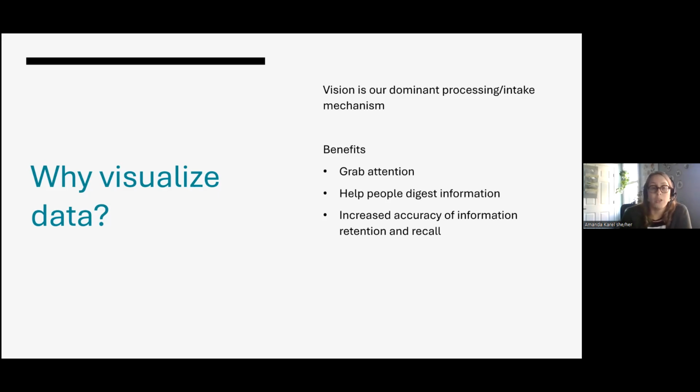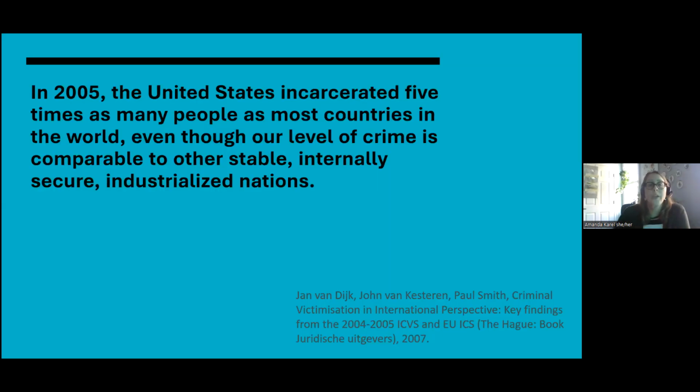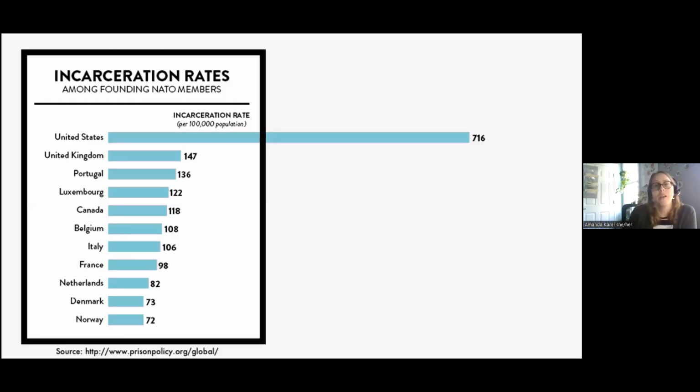So, for example, I could read this statement to you, have it printed up on a slide during a presentation. In 2005, the United States incarcerated 5 times as many people as most countries in the world, even though our level of crime is comparable to other stable, internally secure, industrialized nations. And then, being an academic, cite my source. So it's all up there on a slide. How much of that are you going to retain? Or are you more likely to take in this graphic while I make the same point?